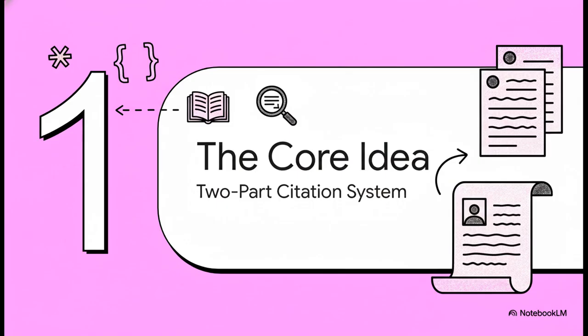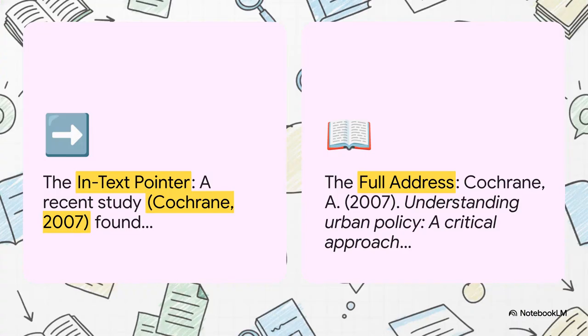Okay, here's the most important thing I want you to take away from this. Forget trying to memorize 100 different little rules. Seriously, almost every single citation style out there boils down to one simple core idea: a two-part system that connects a tiny little marker in your text to a full entry at the very end. That's it. And this slide shows it perfectly.